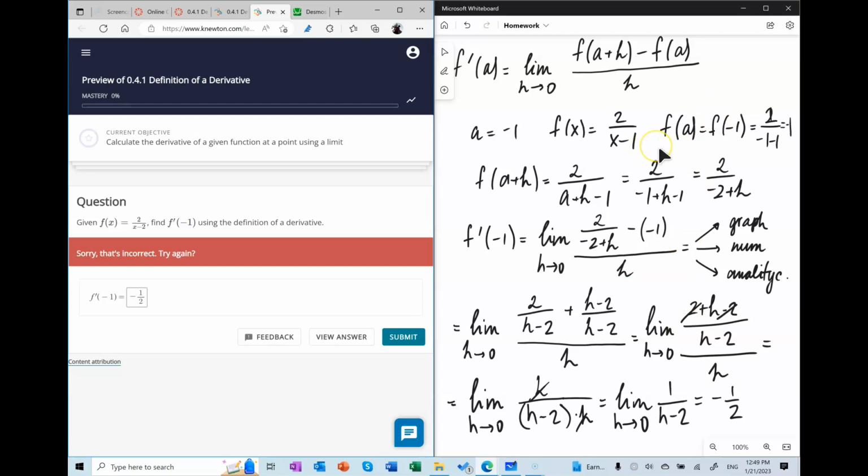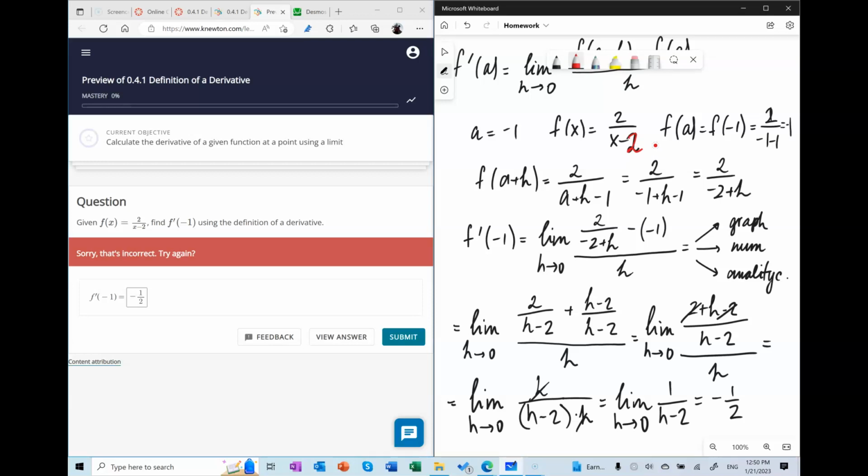Let's see, where did we go wrong? I see. For some reason I thought it was x minus 1. So such mistakes are inevitable, we do make typos here and there. So let me just grab a red pen and rewrite my solution here.